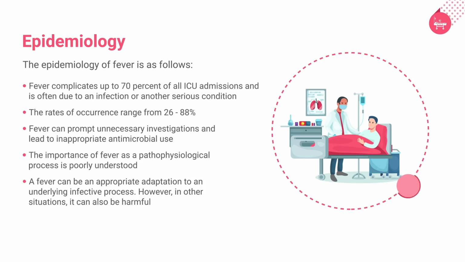While on one hand, fever may be an appropriate adaptation to an underlying infective process, in other situations, it can be harmful. For example, patients with high peak temperatures between 39 and 39.4 degrees Celsius have significantly lower hospital mortality as compared to those with peak temperatures between 36.5 and 36.9 degrees Celsius. In contrast, mortality increases with rising temperature in patients with non-infectious causes of fever.